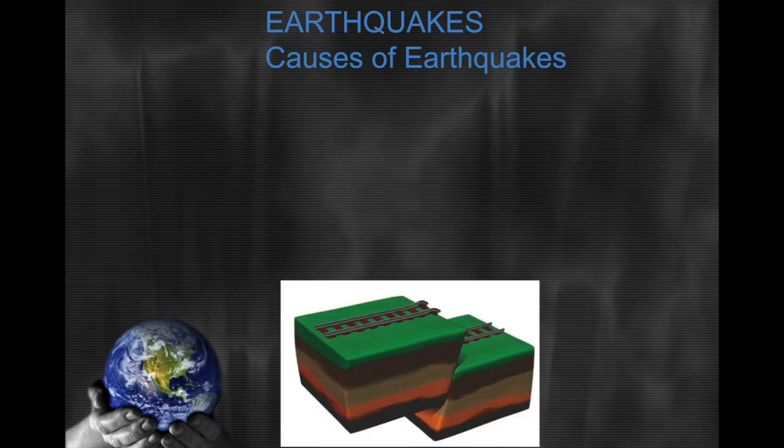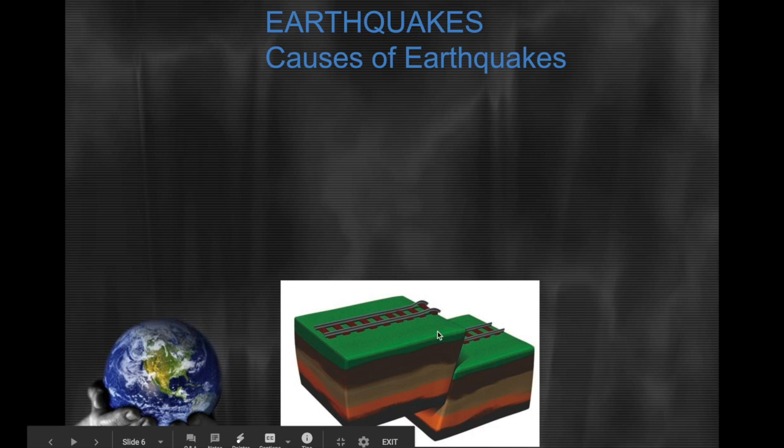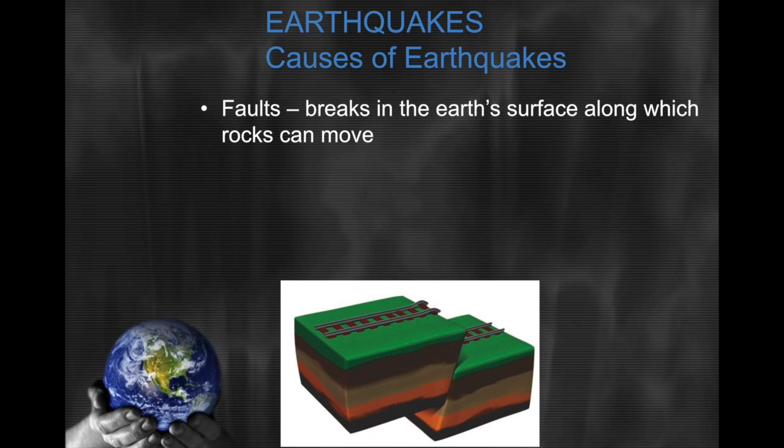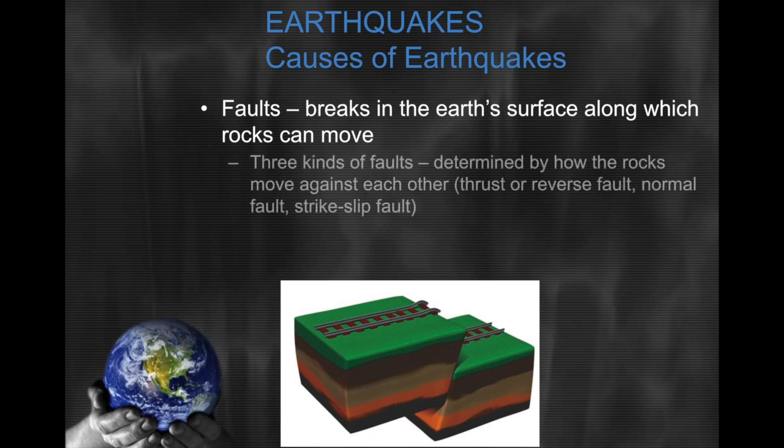You see here, we have train tracks on this piece of plate and this piece of plate, and we see that they're moving like this, so it's creating this cliff, right? Those are called faults, and faults are breaks in the Earth's surface where rocks can move. There are 3 kinds of faults, and they're determined by how the rocks move against each other. There's the thrust or reverse fault, the normal fault, and the strike-slip fault.